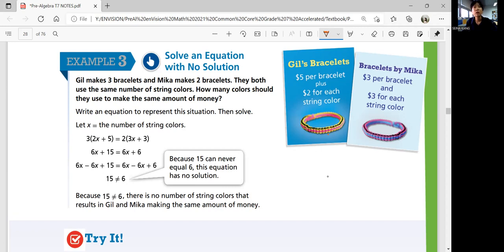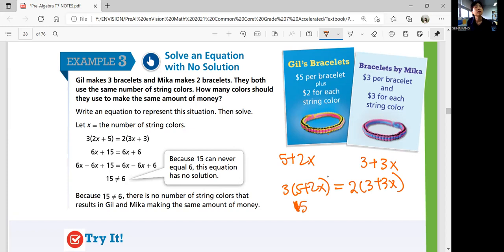So Jill gets $5 per bracelet plus $2 for each string color, okay? And then Mika, $3 per bracelet and $3 for each string color. So how many colors should they use to make the same amount of money? You want to set them equal to each other. Jill makes 3 bracelets, and then Mika makes 2 bracelets. So what is the number for x so that they make the same amount of money? Okay, so simplify that. That's going to be 6x.